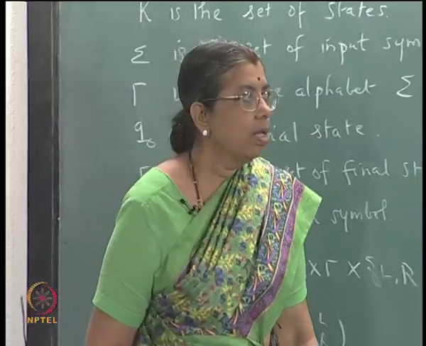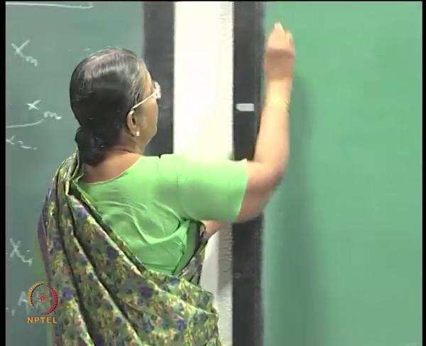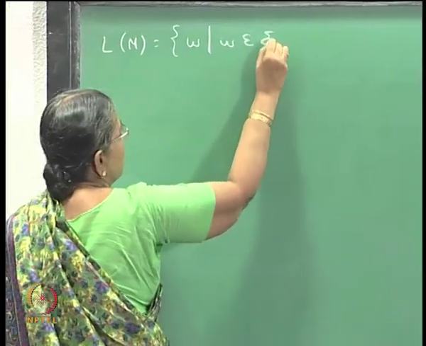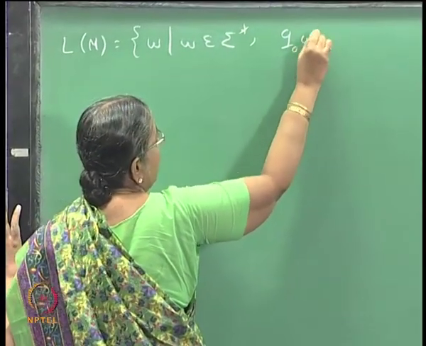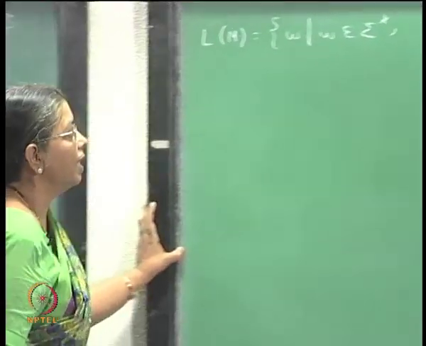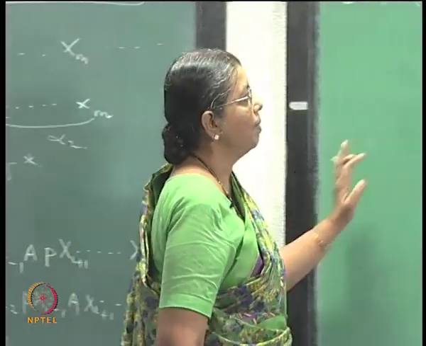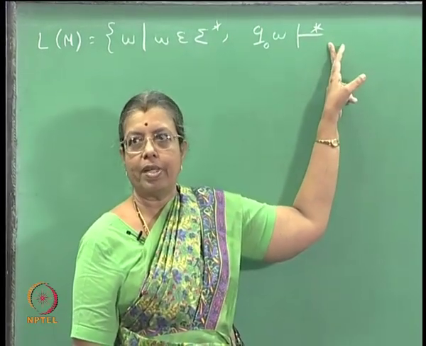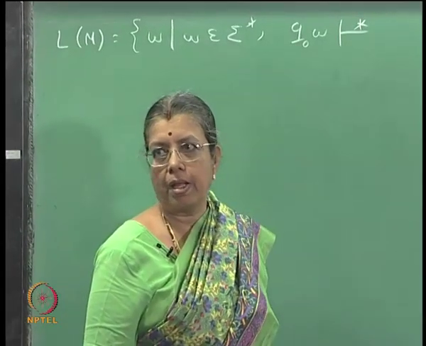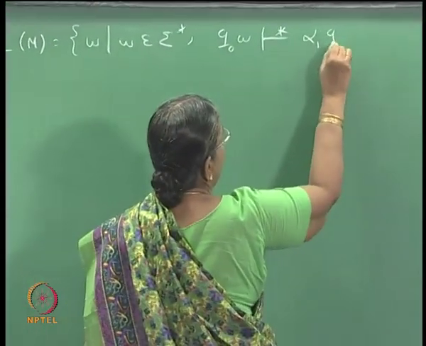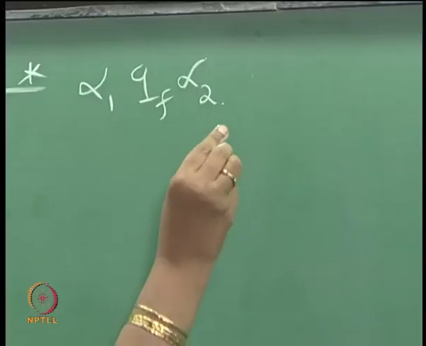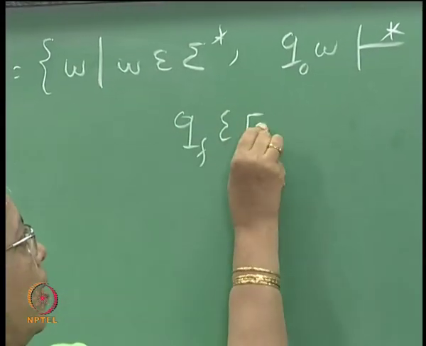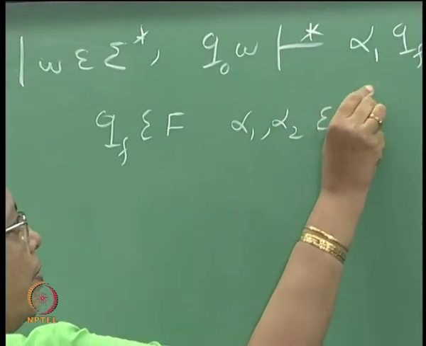Okay. The language accepted is denoted by L of M or T of M. L of M is the set of strings of the form w, w belongs to sigma star, and the initial ID is q naught w. Of course, what does that symbol and then star mean? If you get in one step you use this; as usual, the star is the reflexive transitive closure. If you get in many steps you use the star. So, q naught w goes to some alpha 1 qf alpha 2, where qf belongs to F, and alpha 1, alpha 2 are strings over gamma star.